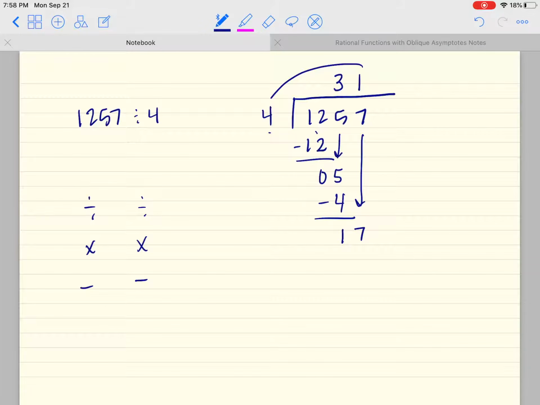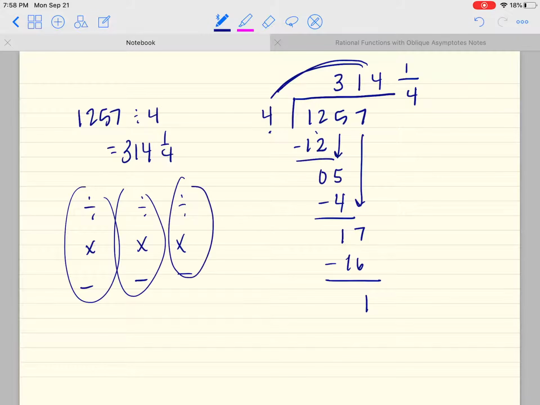And then I bring down the 7 and go again. 4 into 17 is 4. So I divided. And then 4 times 4 makes 16. So I multiplied. And then I subtract. And then I get 1, and since there's nothing left to bring down, we can call 1 the remainder. Now I know I could make a decimal and keep going, but we won't do that with polynomials. Our remainder, if we don't want to make a decimal, is written as a fraction over our divisor, which in this case is 4. So this would be exactly 314 1/4.